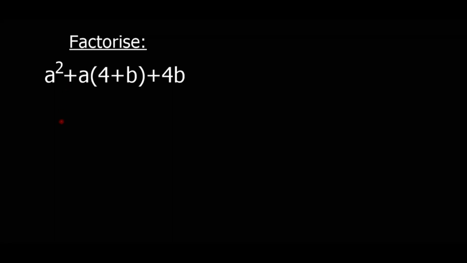What if you have something like this one? Question A, factorize. So if you have something like this one, the first thing you need to make sure is to break out a bracket, and then we will have a times 4. A times 4 is 4a, and then a times b is ab.